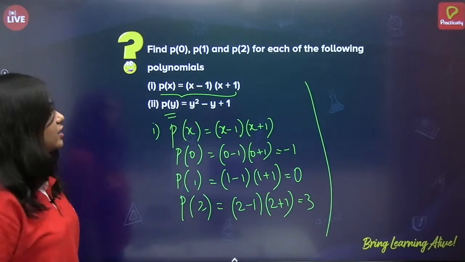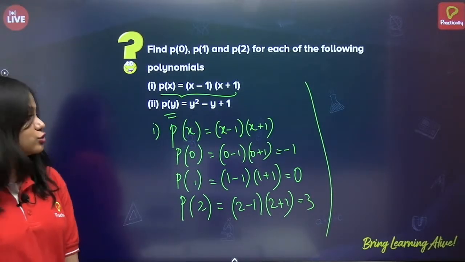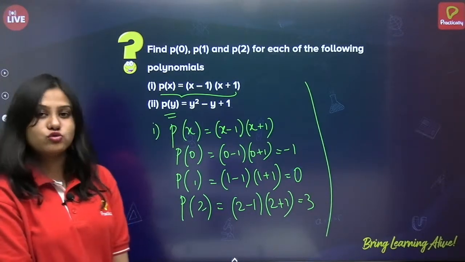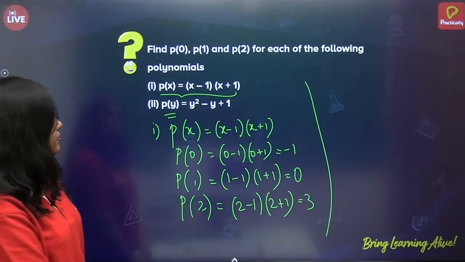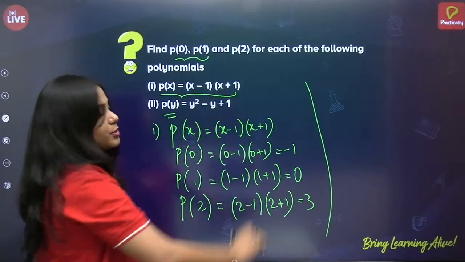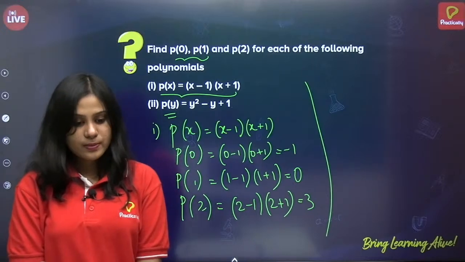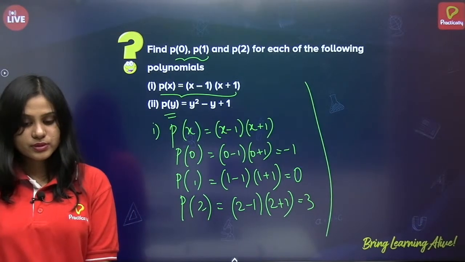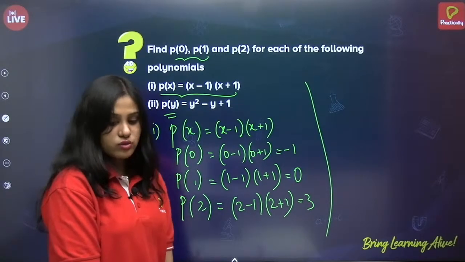Now just do it for the second one. P of y equals y square minus y plus 1. What do you have to do? You have to find P of 0, P of 1 and P of 2. So I'll just wait for 30 seconds. I hope it's sufficient. You can at least tell for these two, P of 0 and P of 1, right? You got the same answer. Very good.